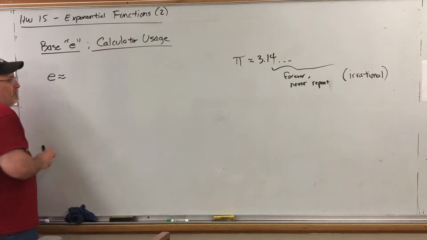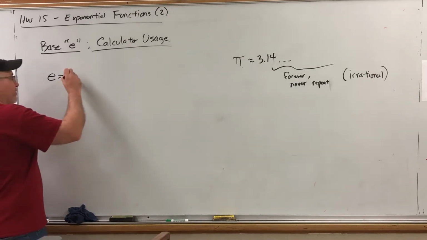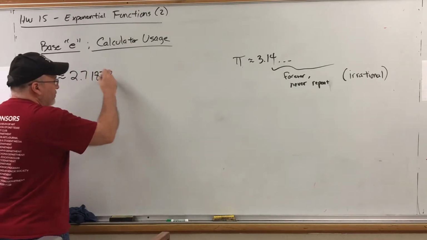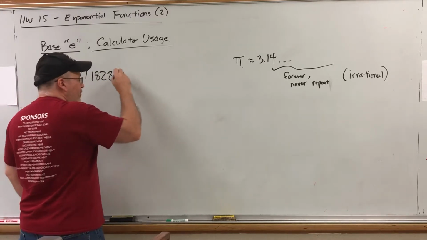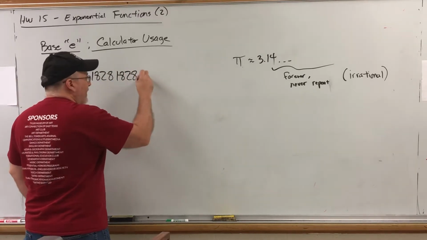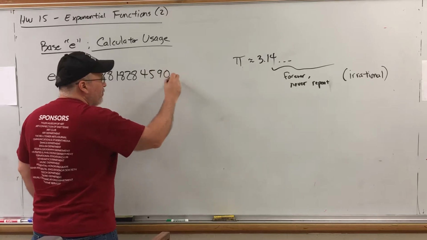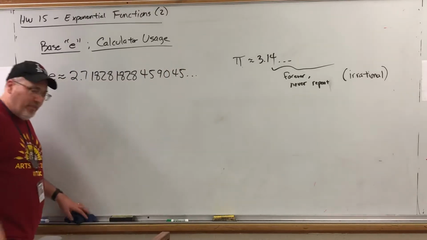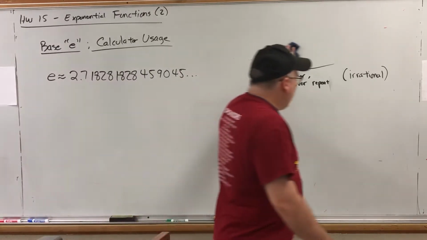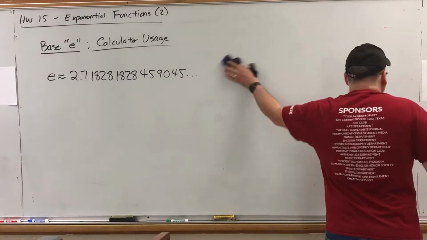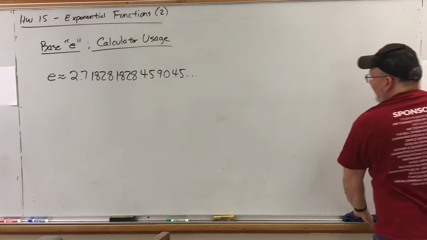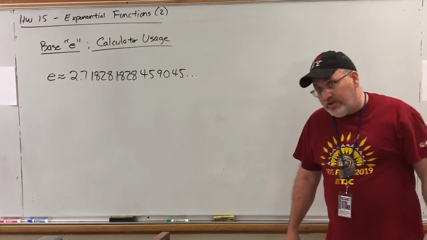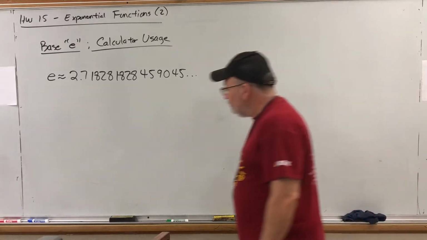If you ask me what it's approximately equal to, I would tell you 2.71828, another 1828, 459045. That's as much of it as I know. Now, you don't have to memorize that. For your purposes, it's about 2.72, but you don't even have to memorize that. Why? Because your calculator, if it's got the right buttons, already knows the value of E.